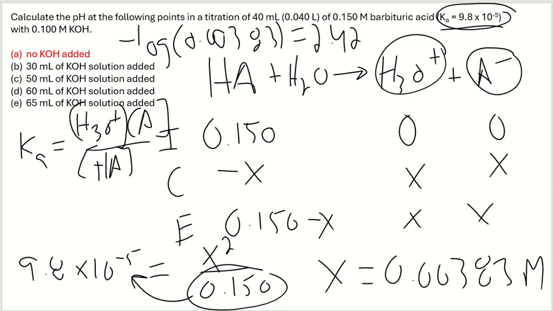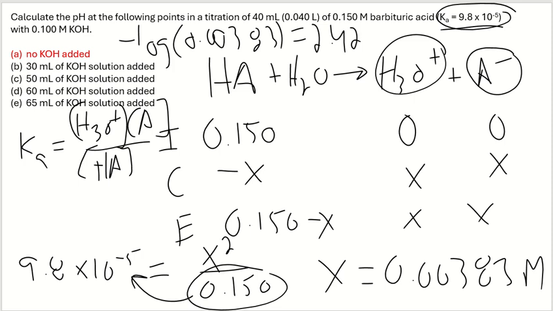So, to summarize, when we are trying to solve the pH before we add any base in a titration, we just set up our ICE table and we use the equilibrium Ka equals x squared over the initial concentration of the acid. We know that x is equal to the H3O plus concentration or the H plus concentration, and we can do negative log of that value to solve for pH.